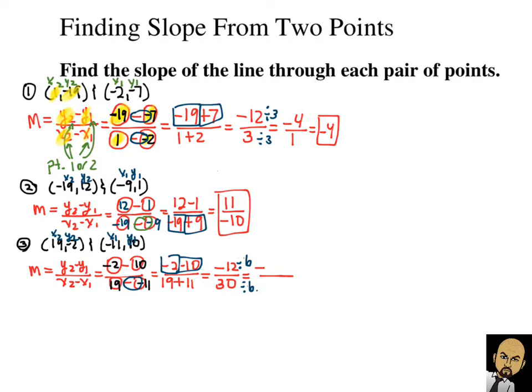So what is 12 divided by 6? That's going to be 2. 30 divided by 6 is 5. And then last but not least, can we simplify negative 2/5? Negative 2/5. Is there a value that we can divide? Just in case, keep going, because if you would have used 2, you would have had to simplify again. Well, there is no factor that 2 and 5 share in common, and so our final answer is negative 2/5.